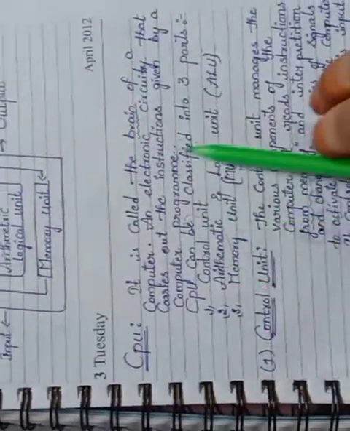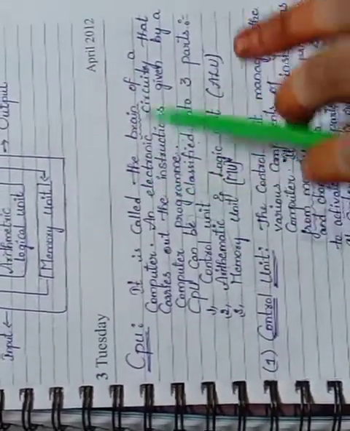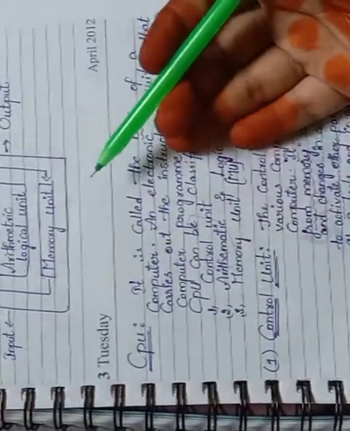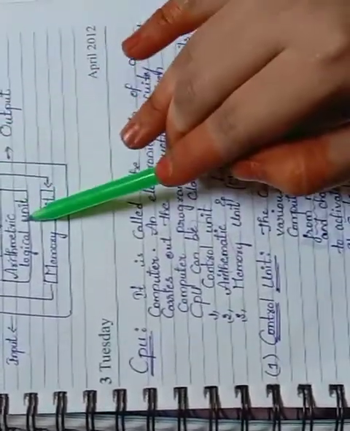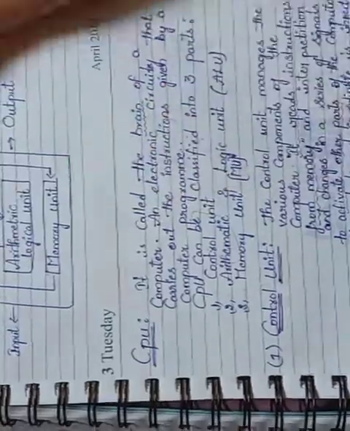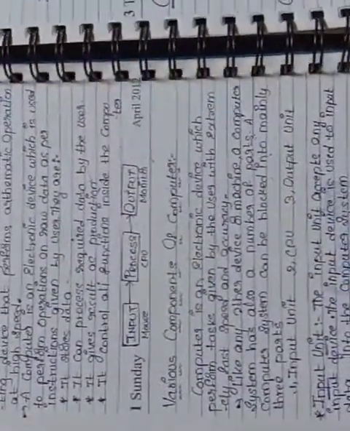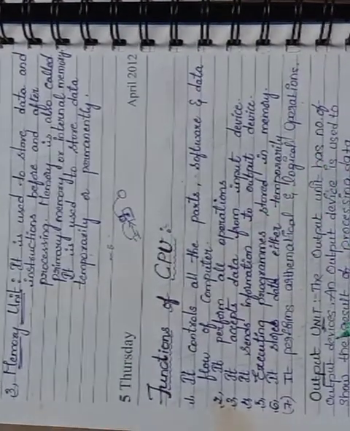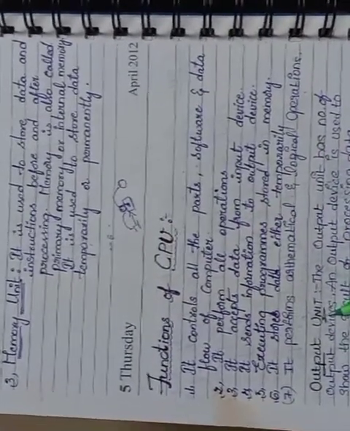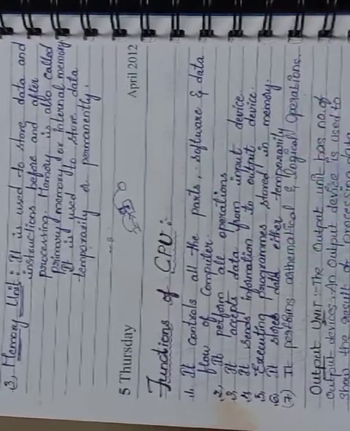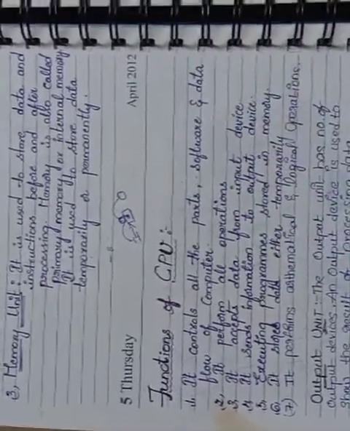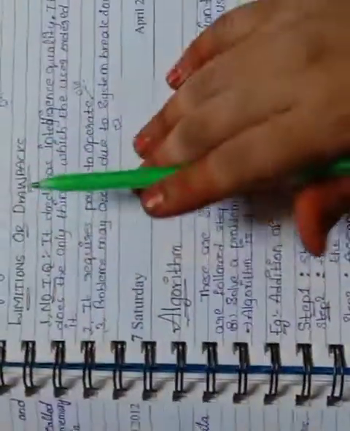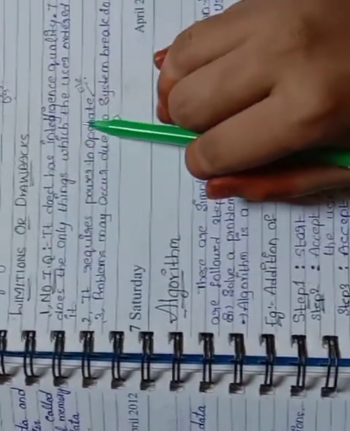And next we discuss the CPU, which is the brain of a computer. CPU is again divided into three parts: control unit, arithmetic and logic unit, and memory unit. Next we discuss the functions of the CPU in this video only, and next we are going to discuss the output unit. What does the output unit do, what are its uses and functions, and the limitations and drawbacks of the computer.